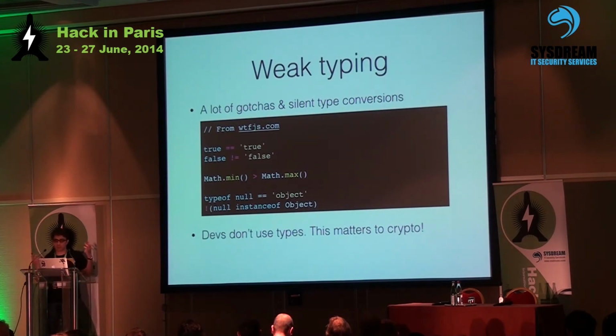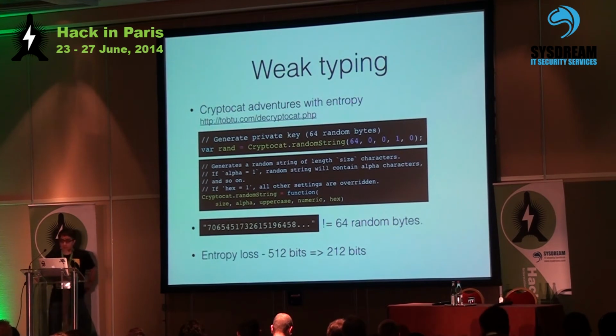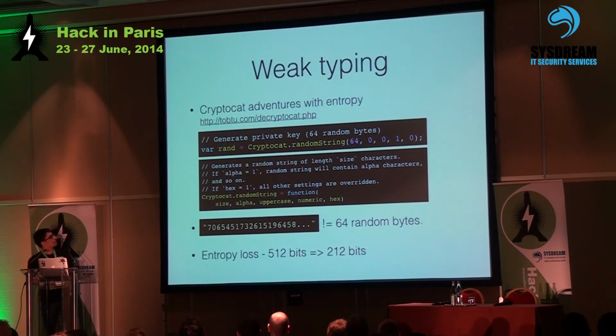So yeah, as a result, developers rarely use strong typing, or rarely check types of the variables in JavaScript. And there are multiple problems arising from that as well, for crypto especially. So let's take a look at CryptoCat. This is an encrypted chat application written only in JavaScript.